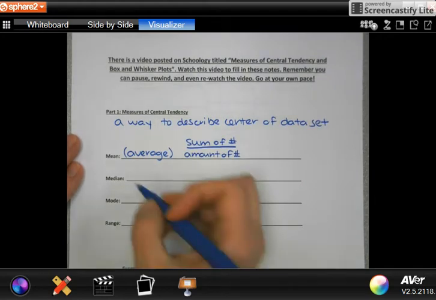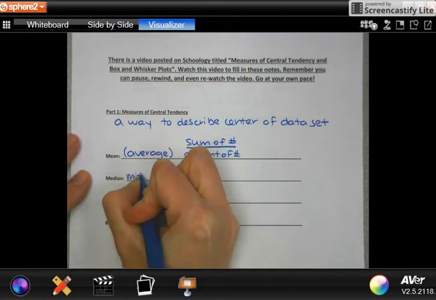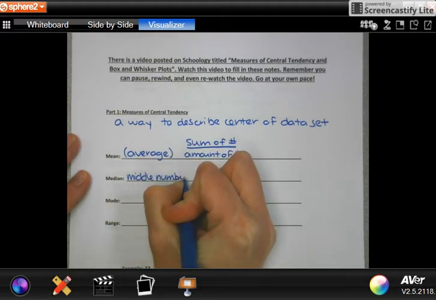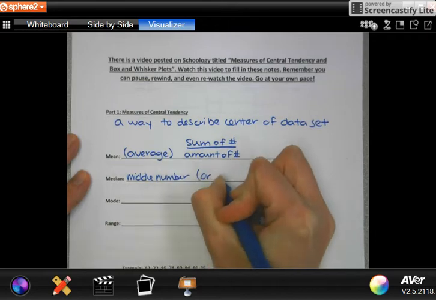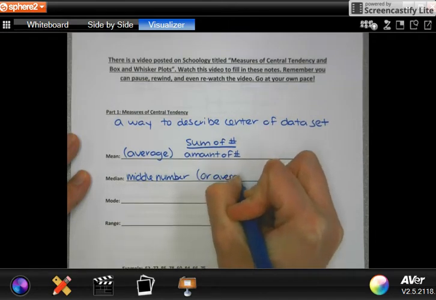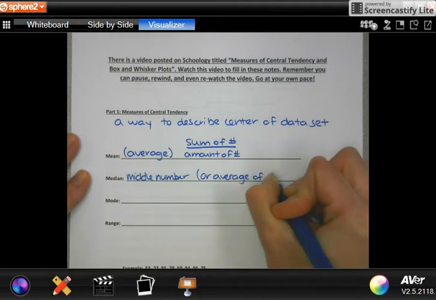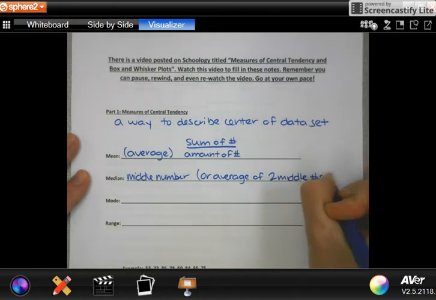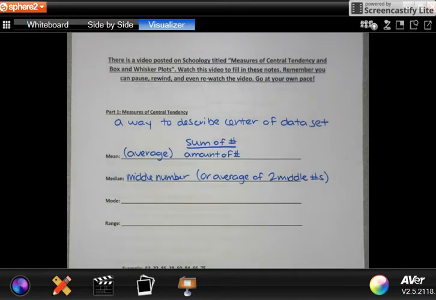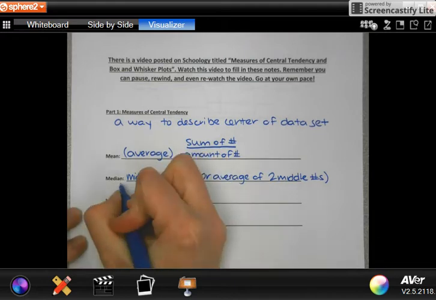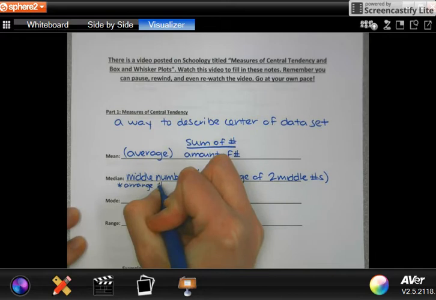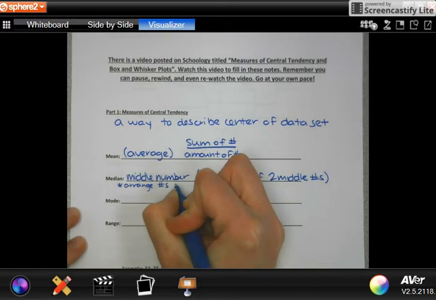The median is the middle number, or it's the average of the two middle numbers if there isn't a true middle number. The one thing you have to watch out for in median is that the numbers need to be arranged from least to greatest.